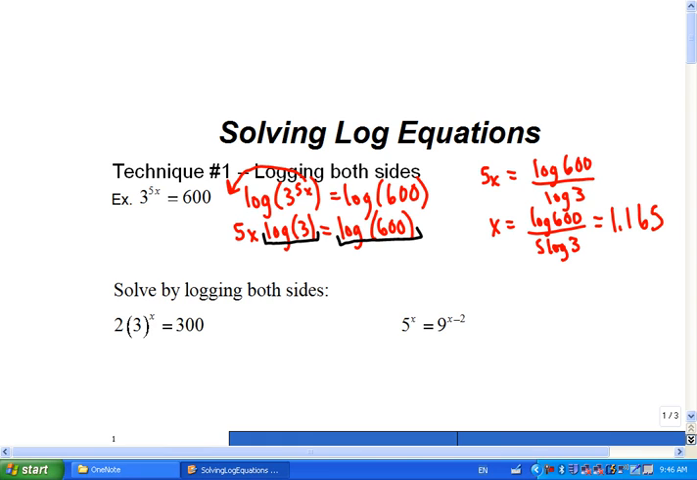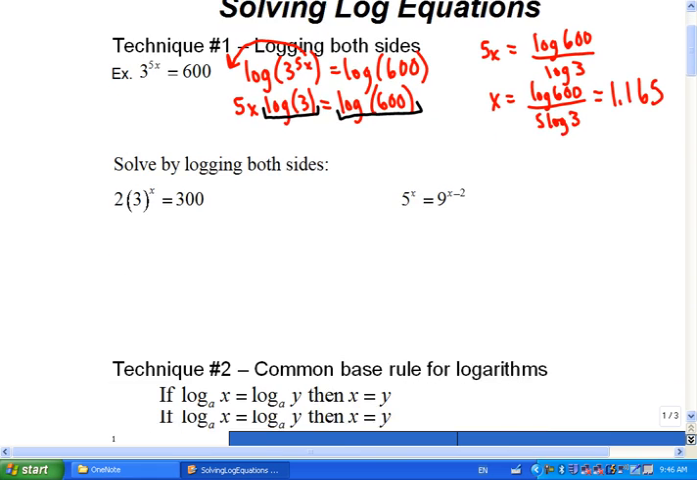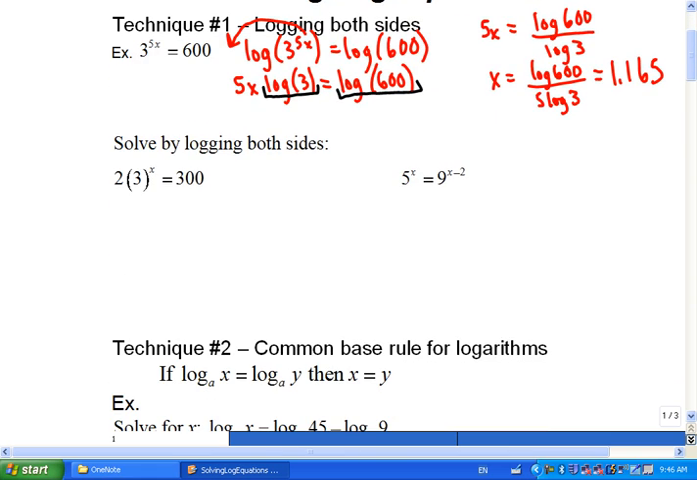Okay, so I'll get you to try those two. The next ones that are here use the same technique. So log both sides, and we'll review together. So you may want to pause it here and try those, and then I will review them with you.